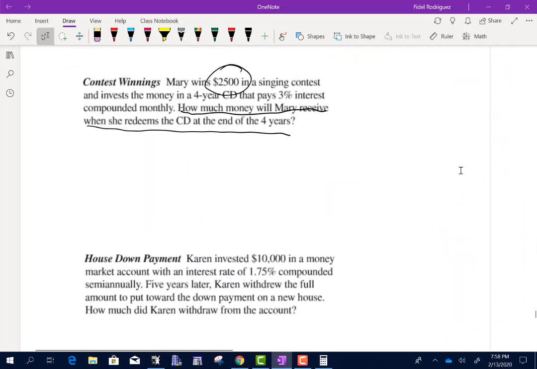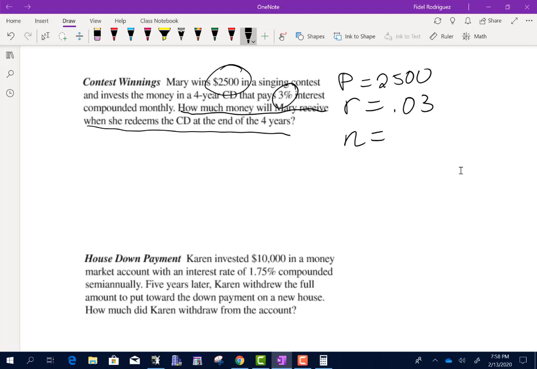So let me scroll back down here. Okay, so let's figure out what we know. We know that she currently has $2,500. Her interest rate is 3%, so as a decimal, it's 0.03. This is being compounded monthly, so that's going to be 12. And she's going to redeem this in 4 years. Okay. So guys, I'm going to write down the formula again.